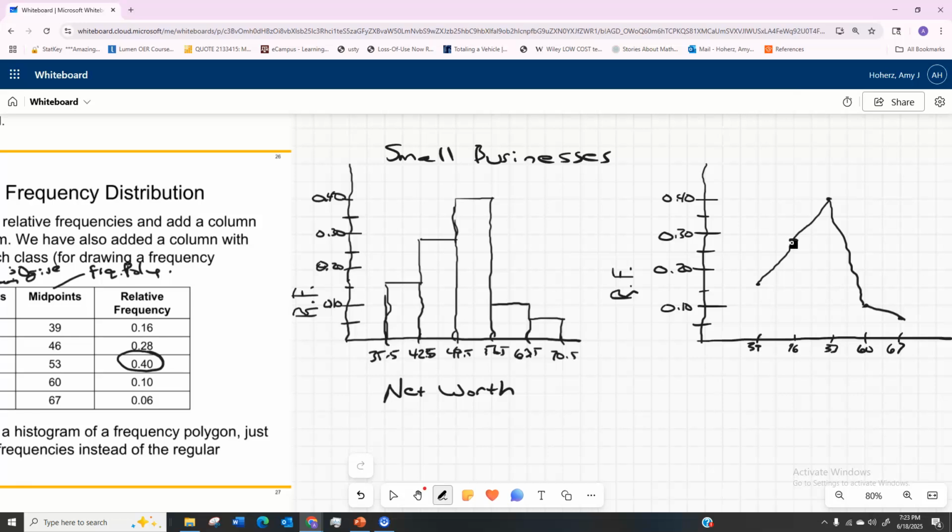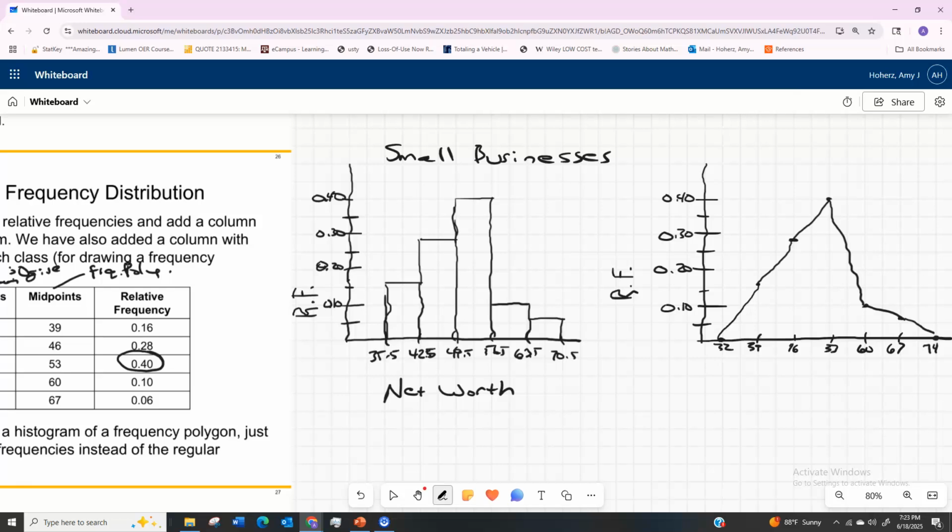And then again, we can't leave this just floating around up here. It's a frequency polygon, and so I need to anchor it down. These are going by sevens, and so I'm going to go 7 back from 39 and label this as 32, and anchor that down to 32. And then I'm going to go 7 up from 67 to 74, and I'm going to anchor that at 0.